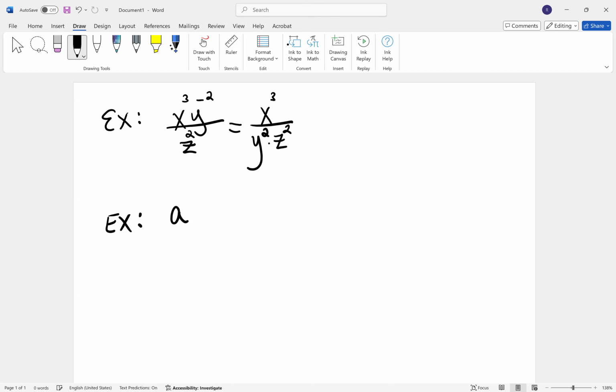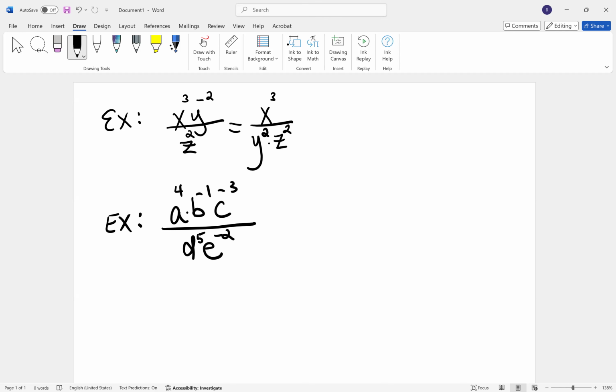So let's say I have a to the fourth times b to the negative 1 times c to the negative 3 divided by d to the fifth times e to the negative second. So again, I want to rewrite this expression with only positive exponents. So the a to the fourth in the numerator is fine where it is. The d to the fifth in the denominator is fine where it is. But the b, c, and e terms all have negative exponents. So I need to take the reciprocal of each of them.